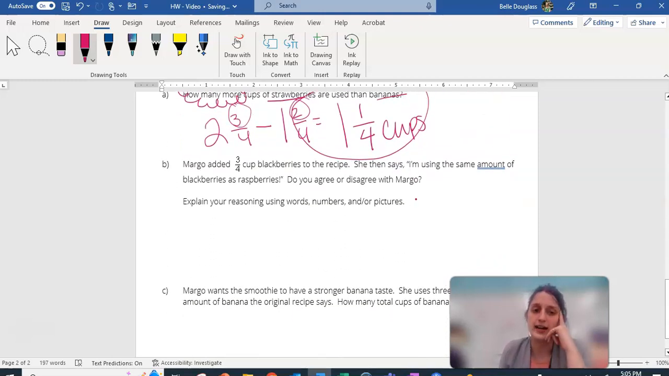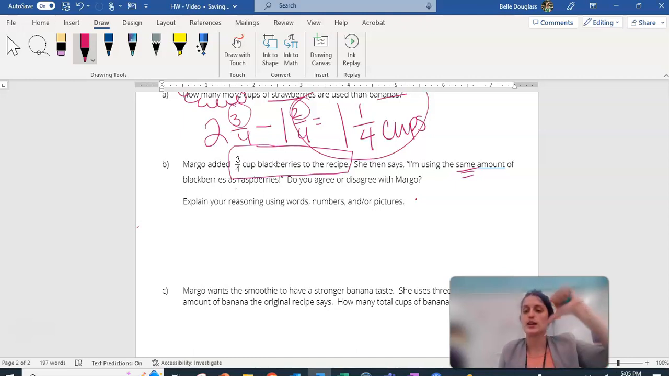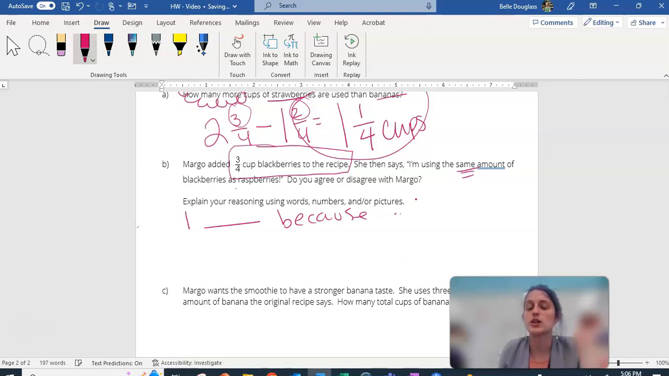For the next one, Margot added, this is new to the recipe, 3/4 cups of blackberries. She then says, I'm using the same amount of blackberries as raspberries. I need you to say, I agree, she's right, or I disagree, she's wrong, and explain why. You can do it in pictures, you can do it in words, you can change fractions to decimals, however you want to do it, but your explanation should say, I agree or disagree because, and then you should give me a reason why you agree or disagree.